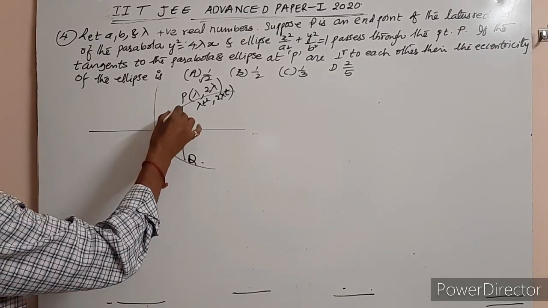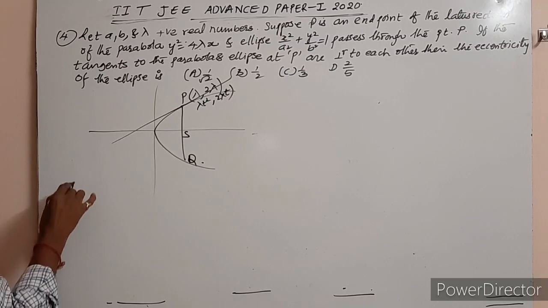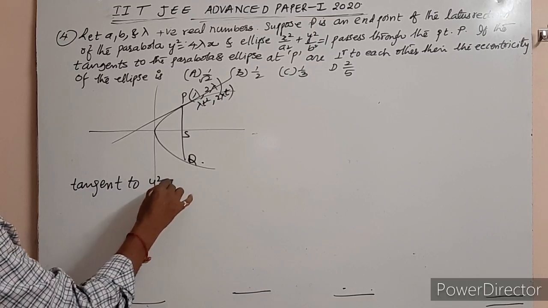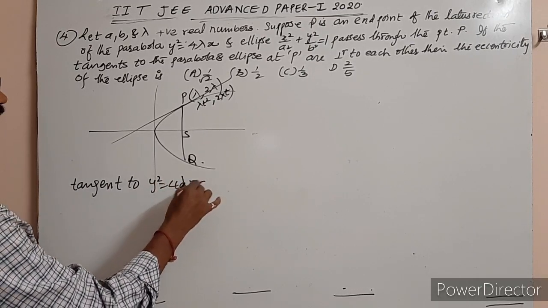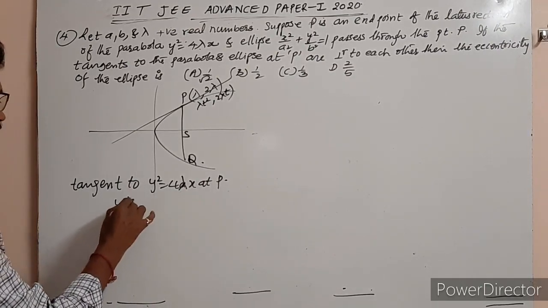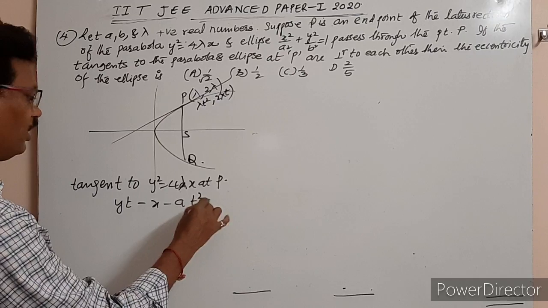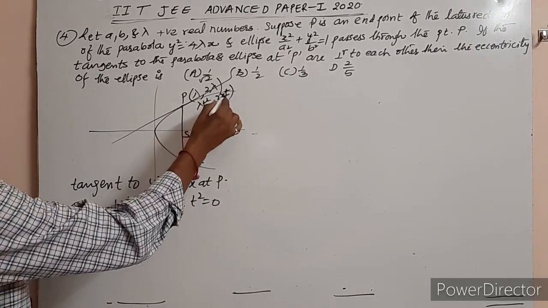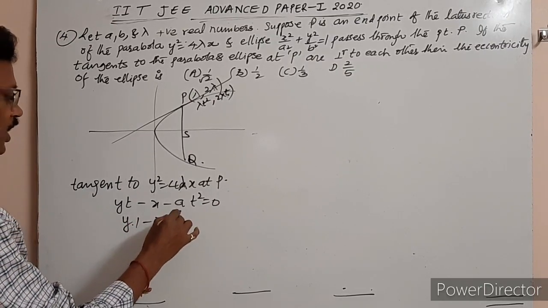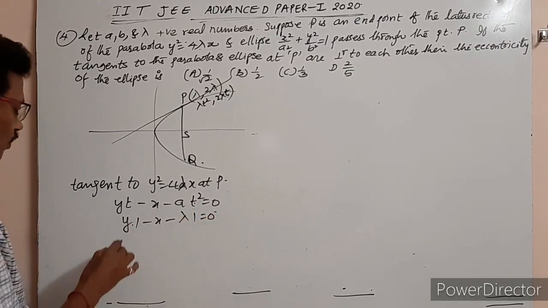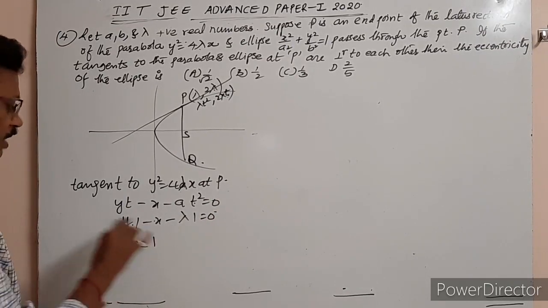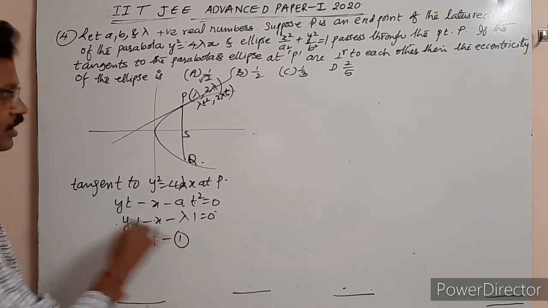What is the tangent equation at P for the parabola? Tangent to the parabola at P point: yt minus x minus at square is equal to 0. T is how much here? 2 lambda, t is equal to 1. Minus x minus a, that is lambda, t equals 1. Therefore, what is the tangent slope to the parabola? m is equal to minus x coefficient by y coefficient. Therefore, we got like this.